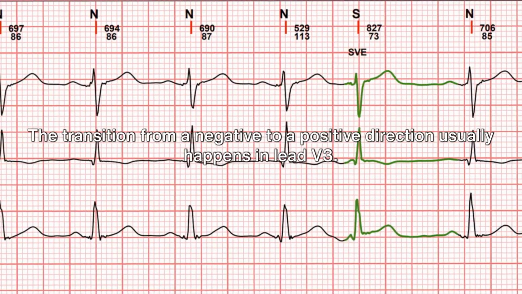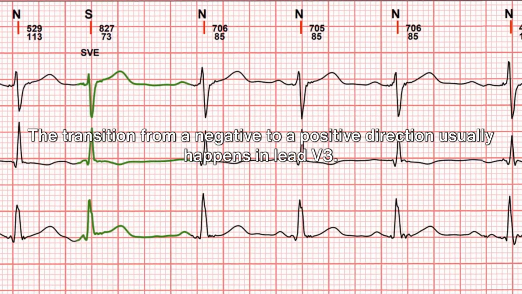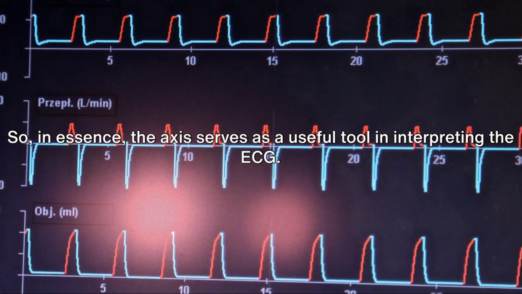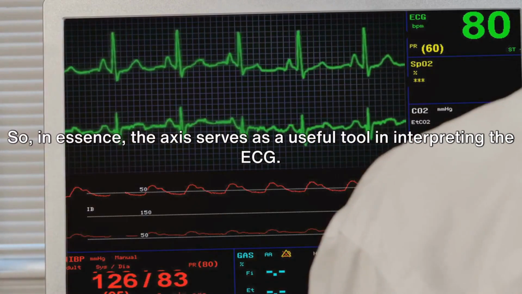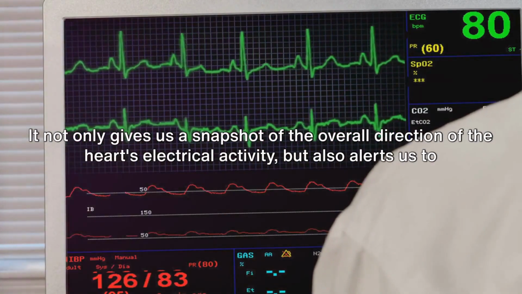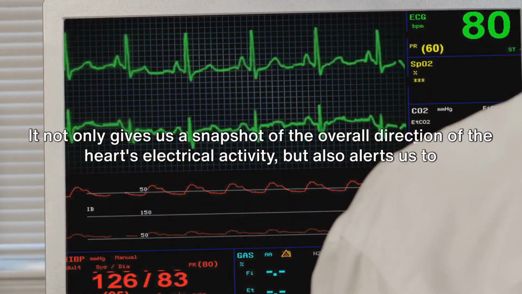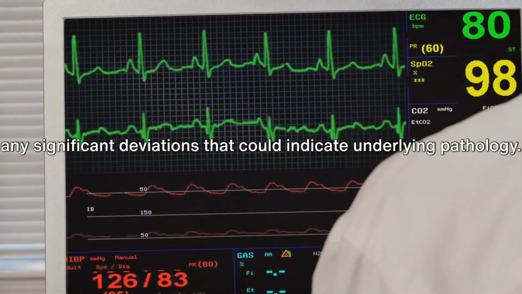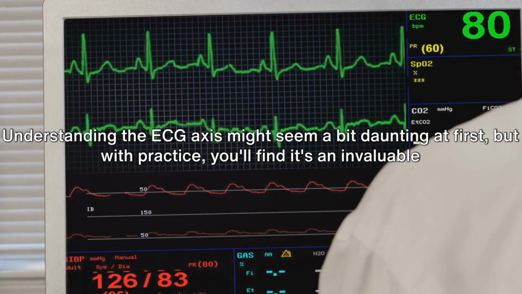The transition from a negative to a positive direction usually happens in lead V3. So, in essence, the axis serves as a useful tool in interpreting the ECG. It not only gives us a snapshot of the overall direction of the heart's electrical activity, but also alerts us to any significant deviations that could indicate underlying pathology.